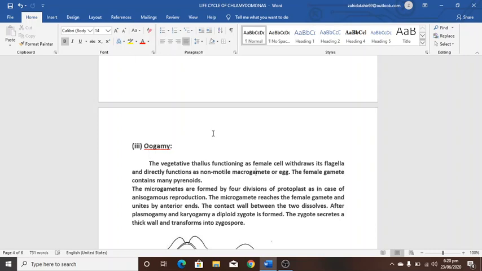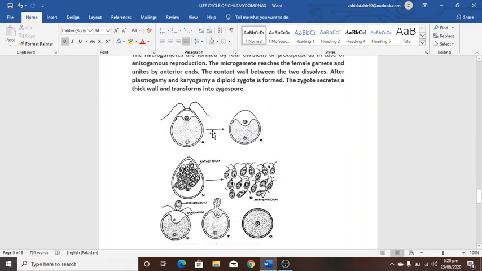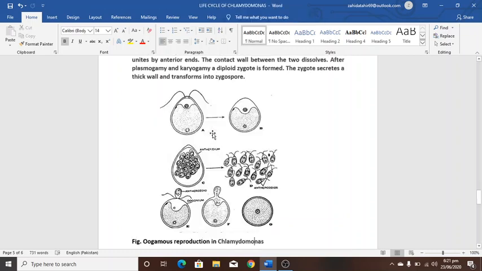The microgametes are formed by division of protoplasm, as in the case of anisogamy. Here there is a difference: you will see that there is no female gametangia in which macrogametes are formed. The microgametes reach the female gamete and unite by the anterior end. The contact wall between the two dissolves after plasmogamy, fusion of cytoplasm, and karyogamy, fusion of nuclei. A diploid zygote is formed. The zygote secretes a thick wall and transforms into the zygospore.